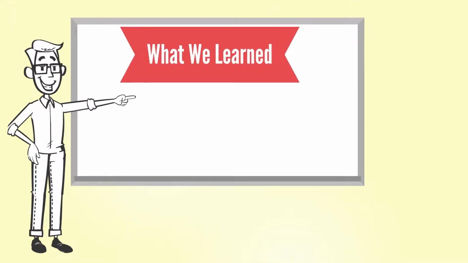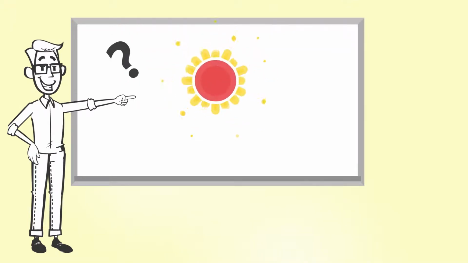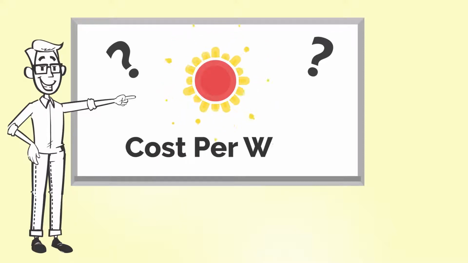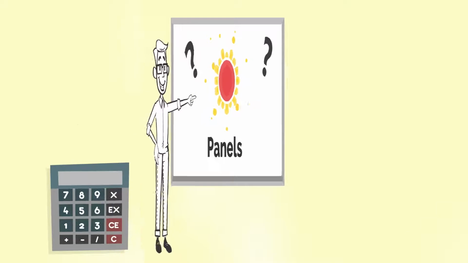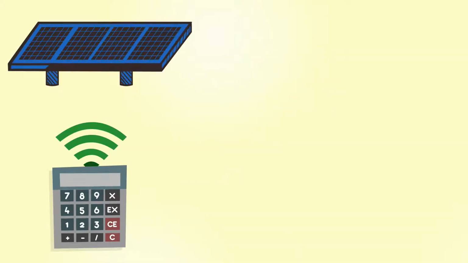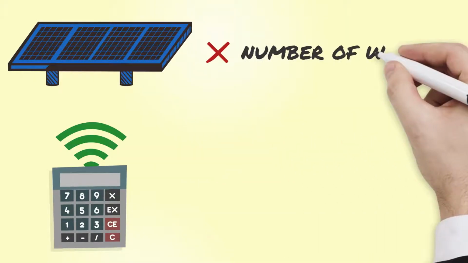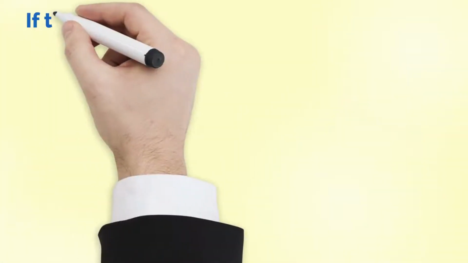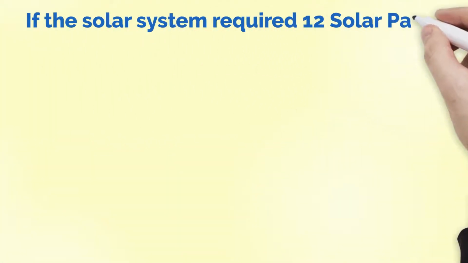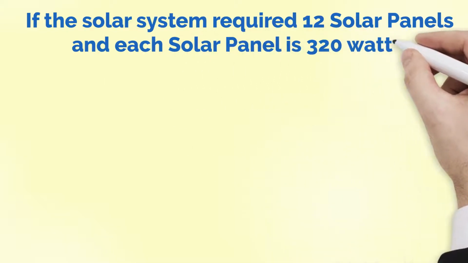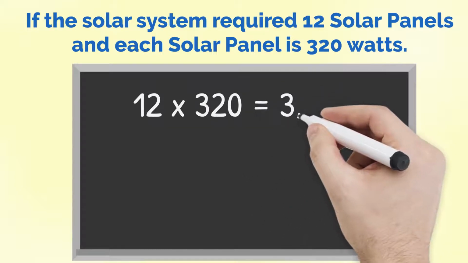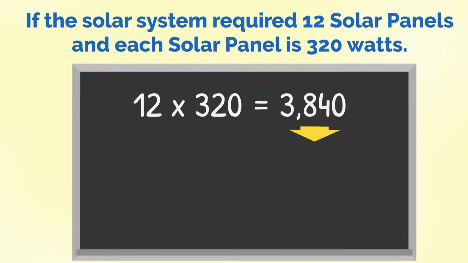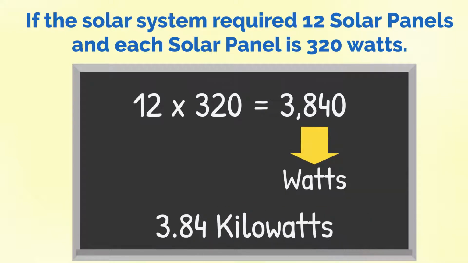Now, let's use what we learned and apply it to a real solar scenario with frequently asked questions about the cost per watt, sizing a solar system, and panels. To size a system, you would take the number of solar panels multiplied by the wattage for each solar panel. For example, if the solar system required 12 solar panels and each solar panel is 320 watts, you would multiply 12 by 320, which would give you your total system size of 3,840 watts or 3.84 kilowatts.